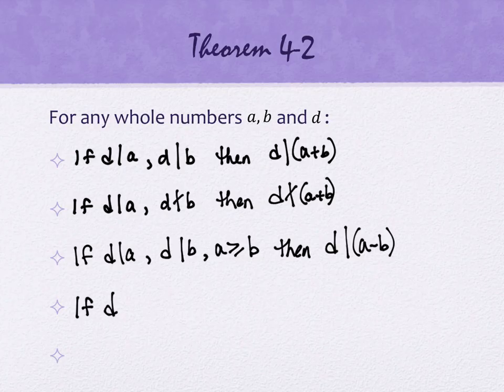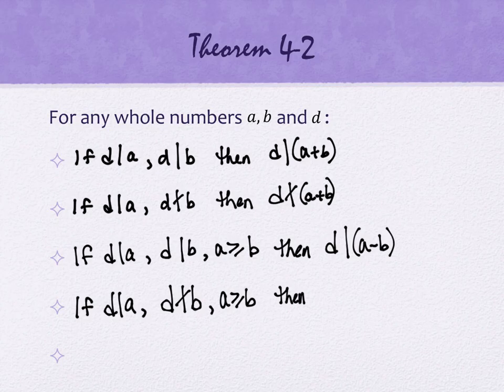There's one more that looks a lot like this one. D divides A, and D does not divide B. Okay, so we have that secondary feature that looks a little different. And still A is greater than or equal to B. Then, much like property number 2 up there, D is not going to divide A minus B.